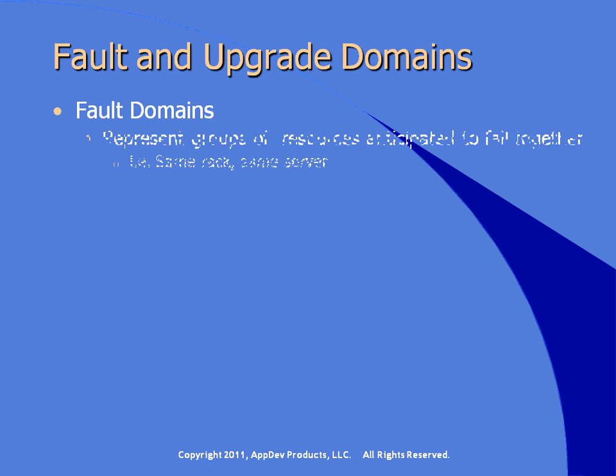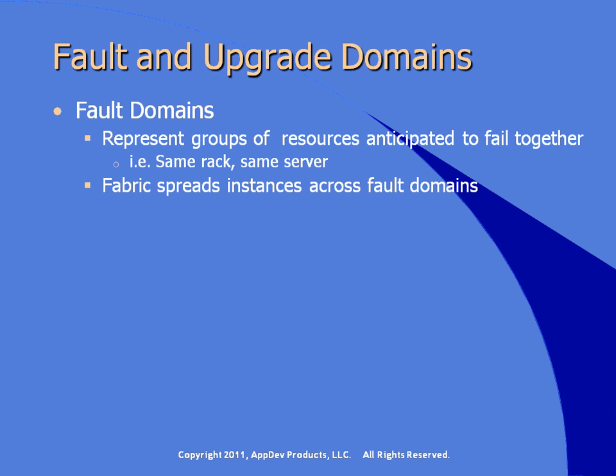So what's a fault domain? A fault domain really represents a physical unit of failure and is closely related to the physical infrastructure in the data center. So in Windows Azure, a rack can be considered a fault domain, but really there's not a one-to-one mapping between a fault domain and a rack.